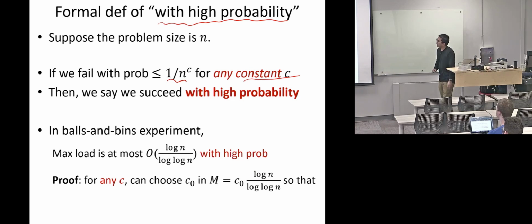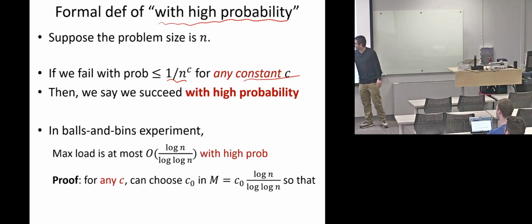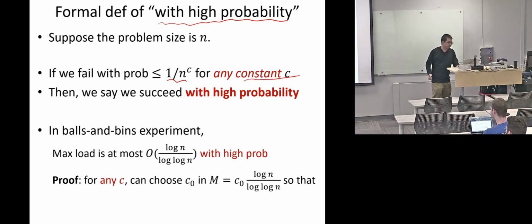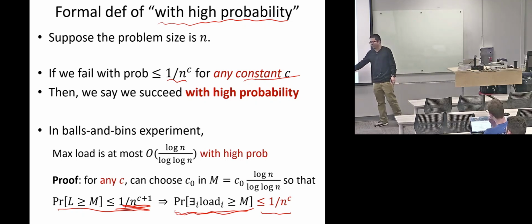And the reason is just that for any c, you can choose a constant in the O of log n over log log n here. Choose a constant so that when you apply the Chernoff bound, you get this. And so it means that by union bound, the excess load that is too big, we fail with just this probability for any c.